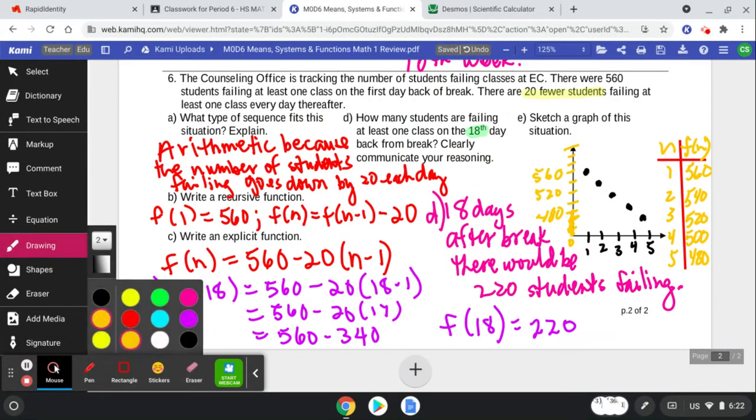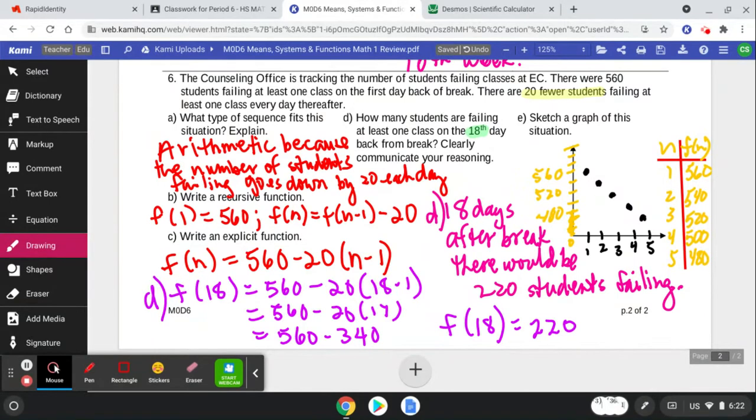Don't forget the scale. On the bottom is number of days since break. And on the side is the number of students failing. Okay. So this one is an arithmetic sequence because the number of students failing goes down by 20 each day. Notice our graph is days and number of students. How'd you do on that one?